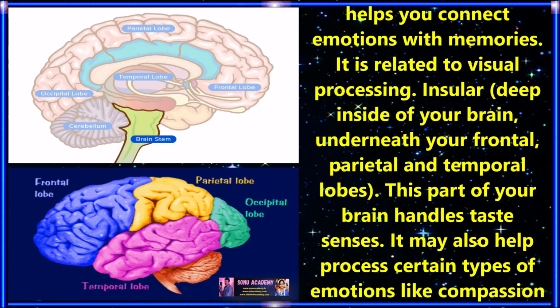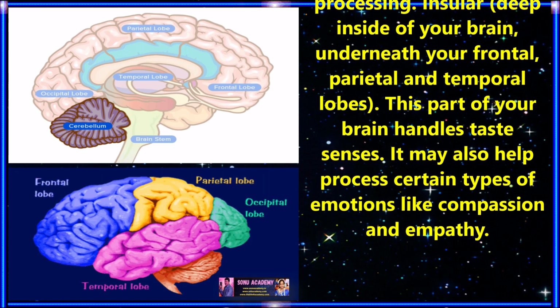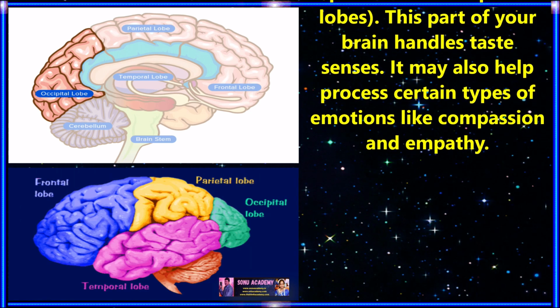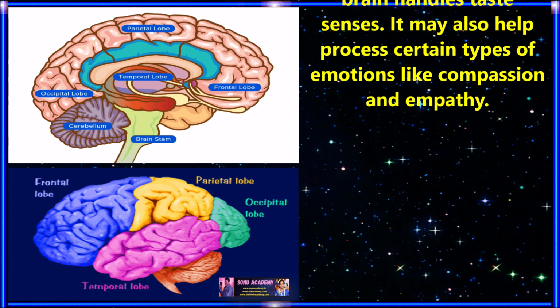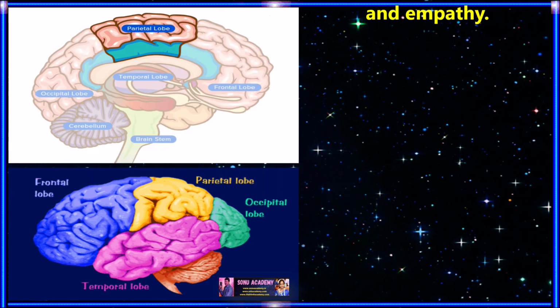Next, the insula. Deep inside your brain, it is present underneath your frontal, parietal, and temporal lobes. This part of your brain handles the sense of taste. It may also help process certain types of emotions like compassion and empathy.